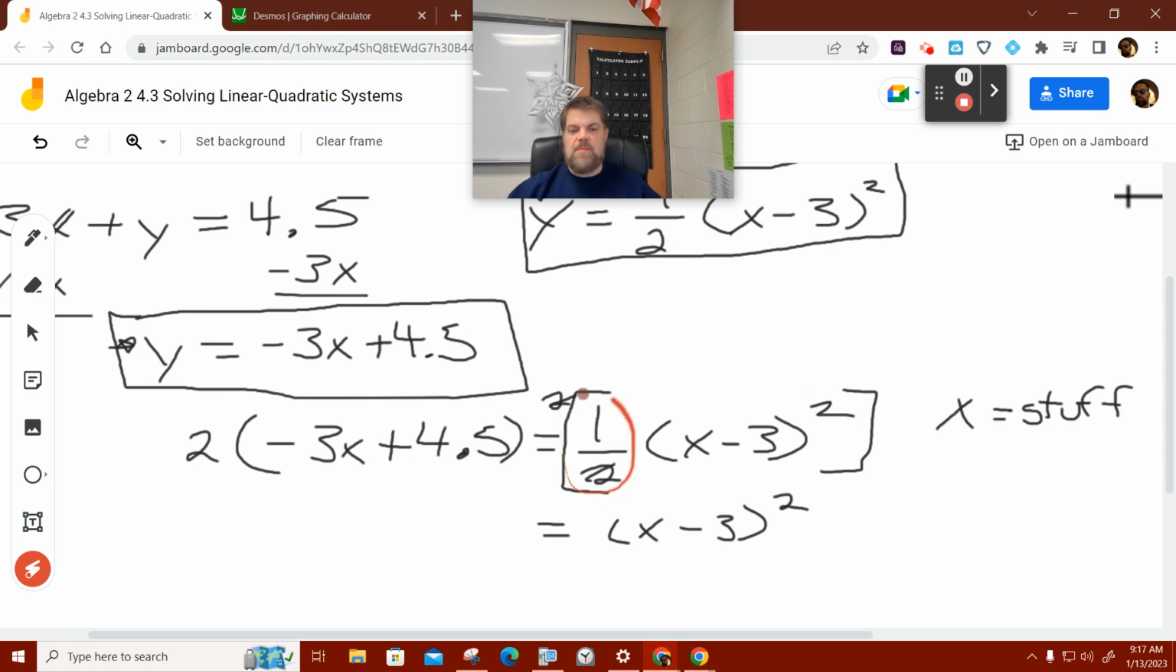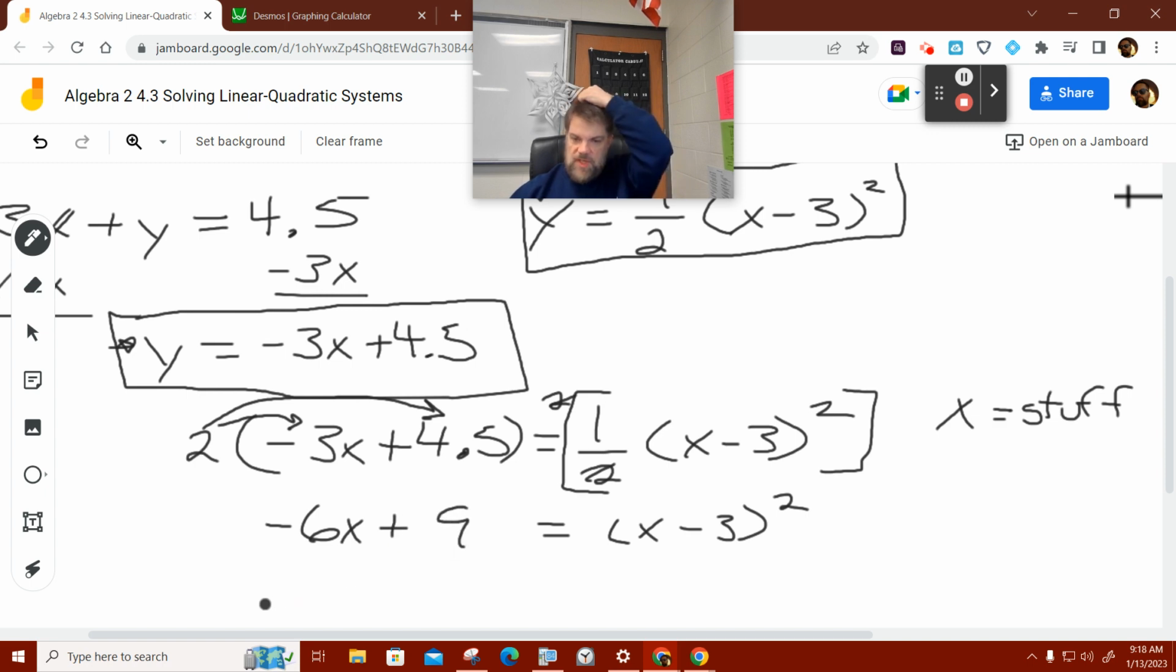Now, the first step is to make this fraction go away. Now, you can make any fraction go away by multiplying by the denominator. So I took this whole thing and I multiplied it by 2. These two cancel, and I'm left with x minus 3 squared. Now, over here, I need to distribute the 2 through the parentheses. So 2 times negative 3x is negative 6x. And then 2 times 4.5 is actually a positive 9.